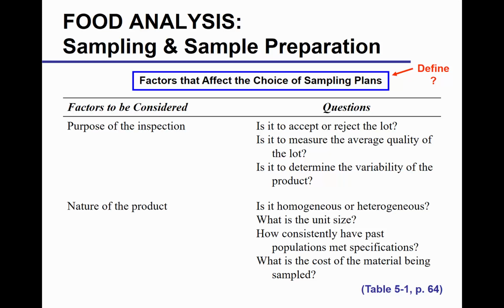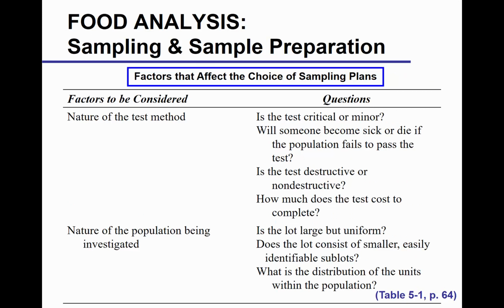What is the cost of the material being sampled? That is something you would consider. Can you afford taking that many samples and testing them? Because most of the analysis is destructive. You take the sample and it gets destroyed. So you have to think, how expensive is my sample? And take that into account when deciding on sample size.